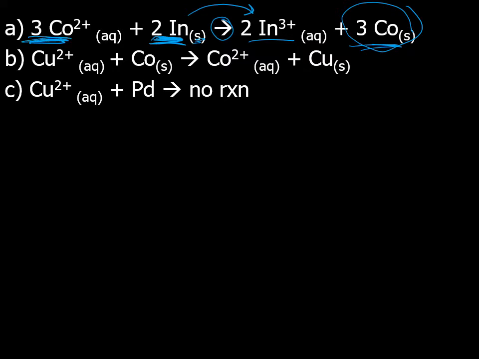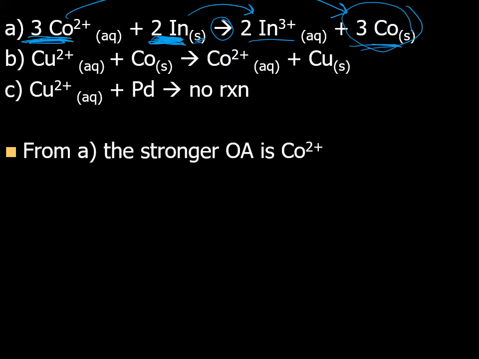And the loss of electrons is oxidation, and therefore indium is acting as the reducing agent. Cobalt is acting as the oxidizing agent. Cobalt is gaining electrons. Reduction is the gain of electrons as cobalt turns into these atoms. So cobalt can take electrons from indium. That's what we know from that first reaction. So the stronger oxidizing agent, the thing that's better at being reduced, the thing that's better at gaining electrons, is cobalt, because we can see cobalt taking electrons from indium and becoming an atom. So we know that cobalt is a stronger oxidizing agent.